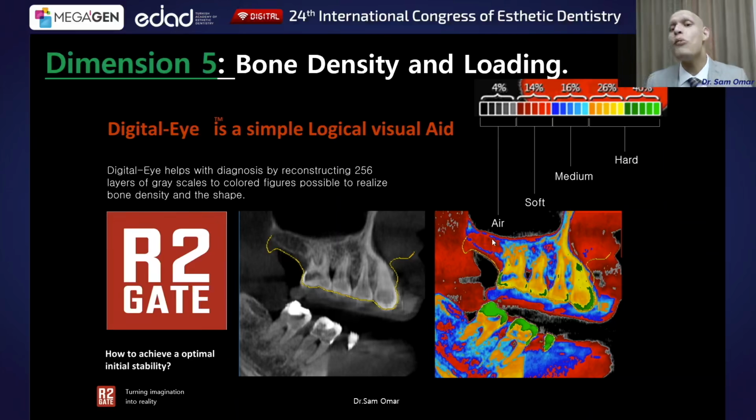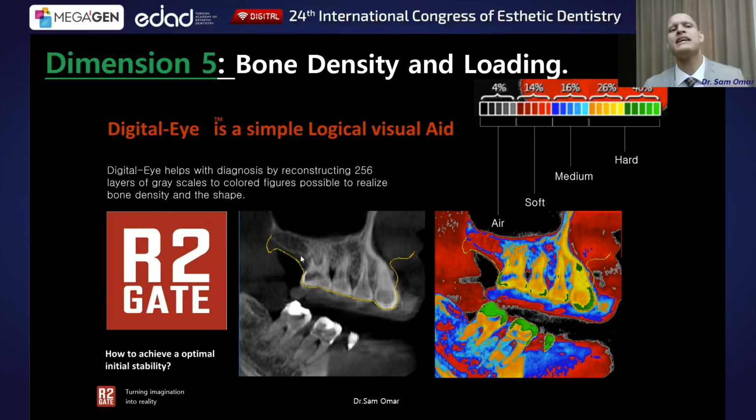And if you go more towards the back, you'll find that this is really soft bone, because the color is actually red in this case. So basically, this is something that you could not have imagined by looking at a normal grayscale image like the one that we have on the left side.